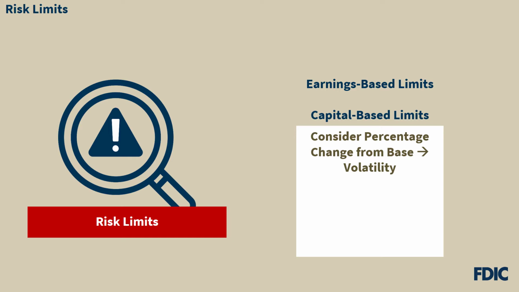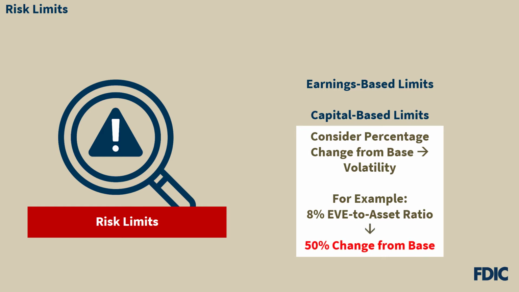For example, let's say your bank sets a capital-based limit of minimum 8% EVE to assets. However, it would take a percentage change from base case of 50% to breach this minimum ratio. That's a lot of potential volatility that may not be fully reviewed using a minimum EVE to asset ratio.